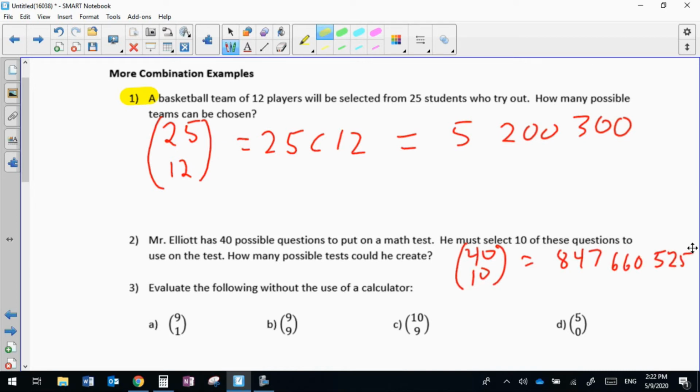Now, there's a big assumption in this question about how many possible tests I could create. That assumption is that the order of the questions doesn't matter. So the same 10 questions in different order doesn't count as a new test. I don't know if that's a fair assumption or not. If we did say that the order of the questions matters, then you'd be talking about nPr, 40P10, which would be a lot larger than that already massive number.